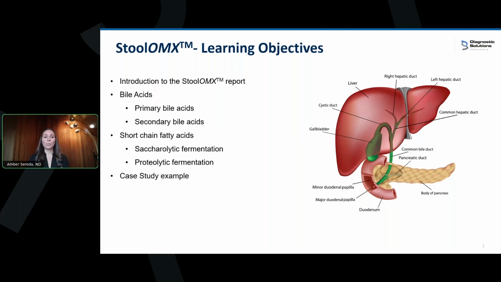And then I'll have a case study example, which we're going to go through, which is focusing on gout and what information we can get from the GI-MAP and the StoolOMX, and how we use that information to build a treatment plan. I'll also highlight when we might want to consider adding the StoolOMX to the GI-MAP, and I will also leave time for questions, and that will be at the end.